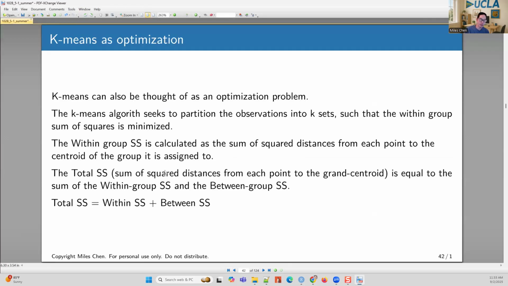Okay. And you can kind of think of k-means as an optimization problem in that it's seeking to partition the observations into k different sets so that the within group sum of squares is minimized. And you can think of the within group sum of squares as being calculated as the sum of squares distances from each point to the centroid of the group it's assigned to, versus the total sum of squares being the distances to the kind of grand centroid.